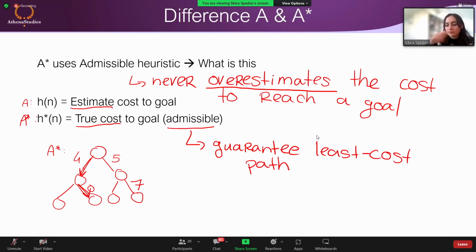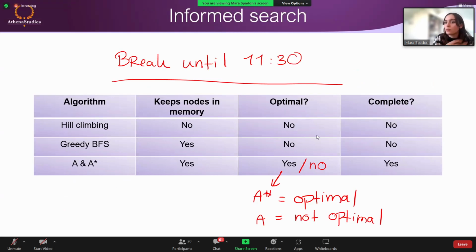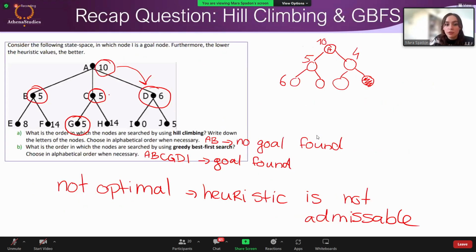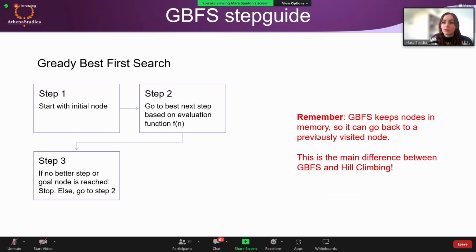Okay. So yeah, I would really advise you to know the characteristics of them and also how they work in search. So for hill climbing or best-first search, you could get a question like which path does it follow? And then you need to know the step guide, how does it work? Does it keep nodes in memory, yes or no?